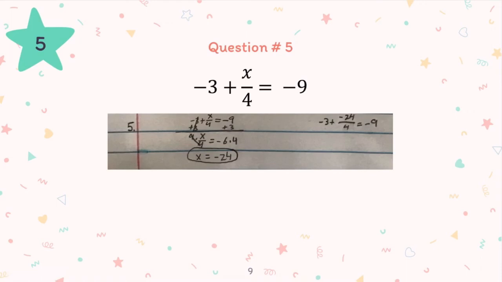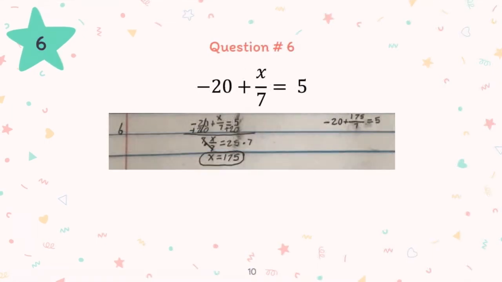But if we want the x by itself, we have to multiply 4 times 4, which cancel each other out. And then we do the same thing on the other side, negative 6 times 4, which equals negative 24. So x is equal to negative 24.